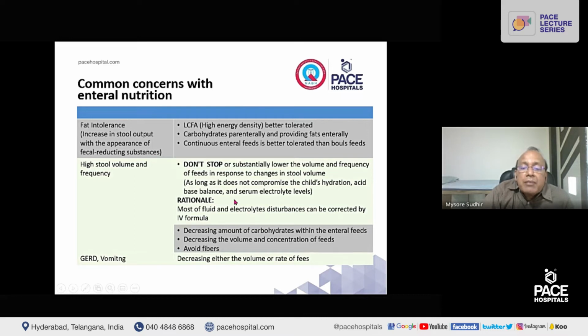If we alter that, how do you alter it? By decreasing the amount of carbohydrate within the enteral feeds, decreasing the volume and the concentration of feeds, and avoiding fibers. By this, we can take care of this rather than totally stopping it. And we only have to reduce the volume when the patient is having GERD or vomiting. Otherwise, with just this high stool frequency, we have to alter the enteral feeds.